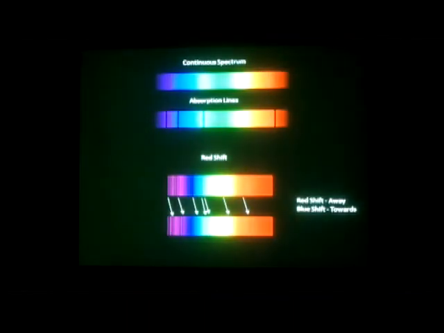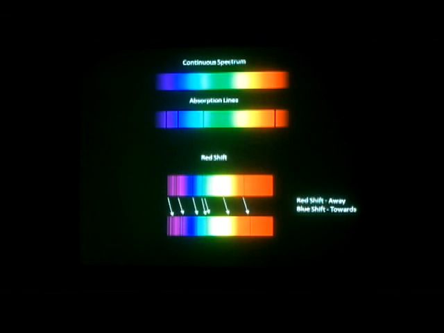So look at the animation in the lower right-hand corner. Let's say that this star is within the line of sight of the Earth. At times the star is moving towards the Earth, and at other times the star is moving away. And because of the Doppler effect, we should be able to see whether or not it's moving away or towards us.